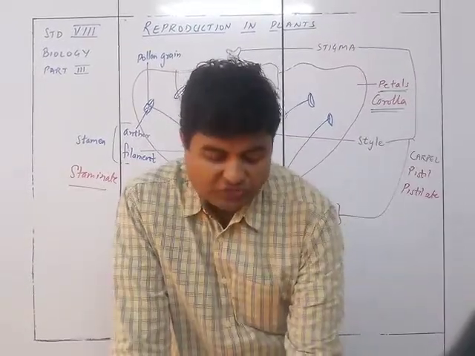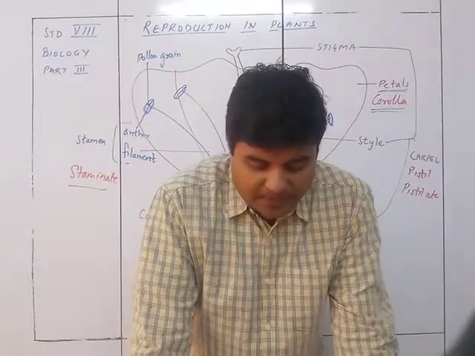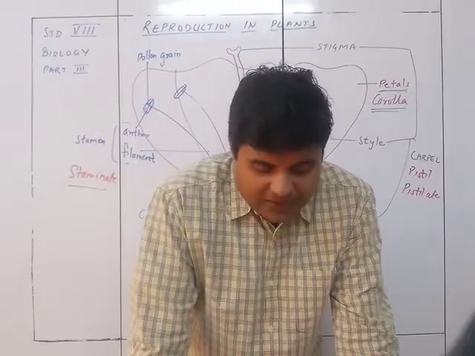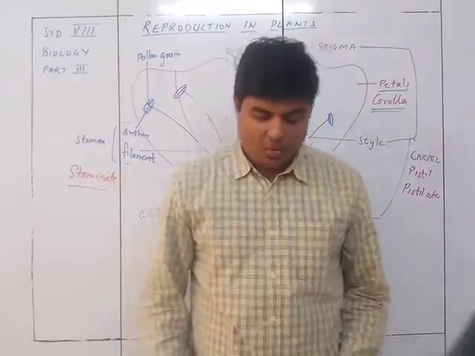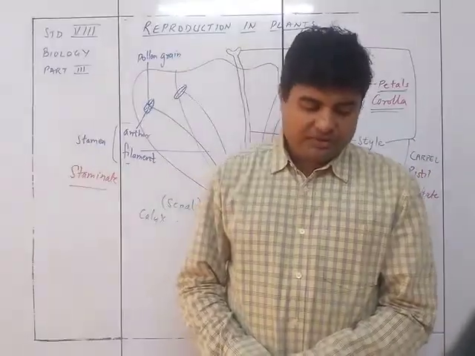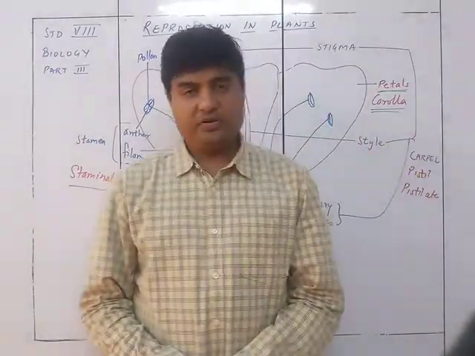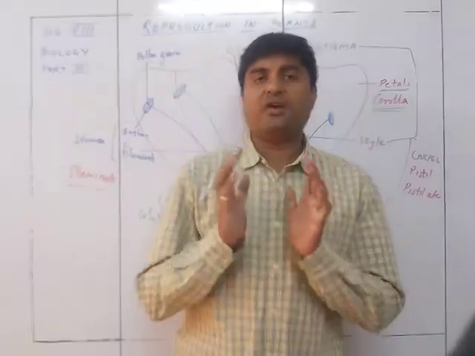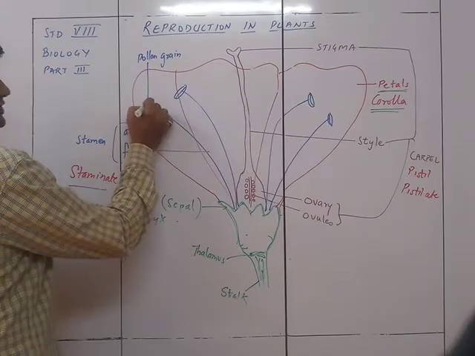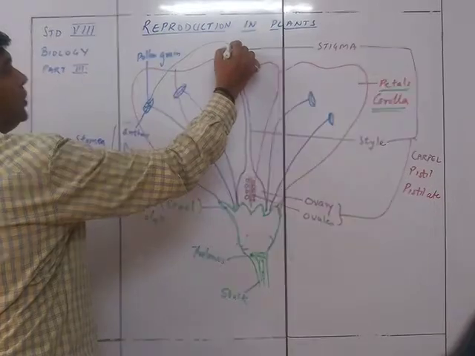Now we see the functions of the flower. You have learned that a flower contains both male parts, stamens, and female parts, carpels. The pollen grains from the male parts are carried by insects or air to the female part of the flower. This transfer of pollen from anther to the stigma is called pollination. So the pollen grains which are here are going to travel and sit over here.